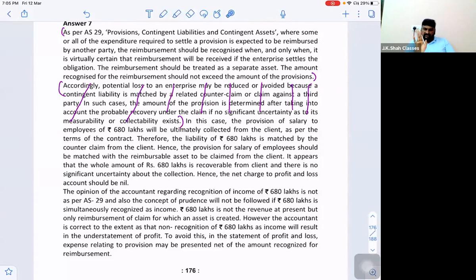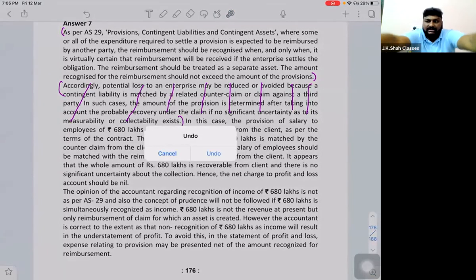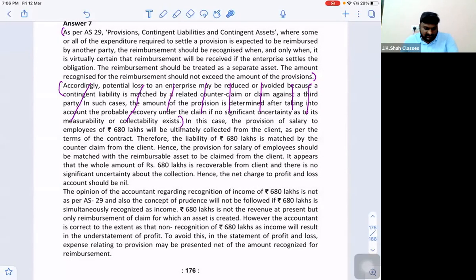Please, one minute. As on this date, I cannot record the revenue because I have not yet billed. Have I billed? No, sir. So how can I record revenue? Without billing, how can I record revenue? I am not recording revenue. I am recording the reimbursement claim. So what is the logic of reimbursement? Whatever actual expense I am incurring, that will be reimbursed by my client. So 680 lakh I am going to incur, and 680 lakh my client is going to give me as reimbursement. Okay, so after billing, we can record the whole revenue. Yes, definitely yes.